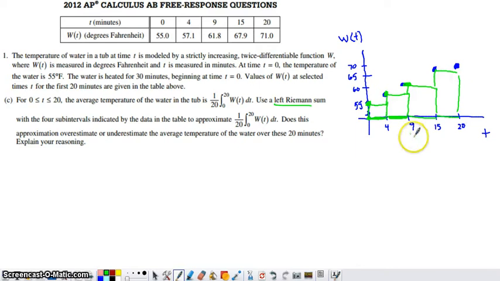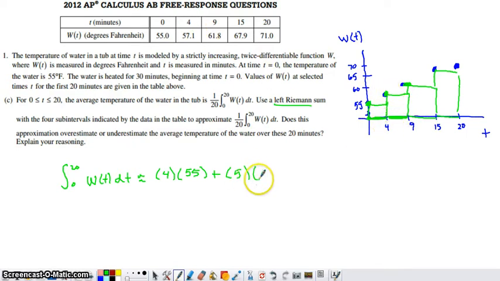So we would need to add together the areas of these 4 rectangles in order to estimate this with a left Riemann sum. I'm going to say that the value of this definite integral is approximated by the area of this rectangle plus the area of this one plus the area of this one plus the area of this one. Well, the area of this rectangle is going to be the width, which is 4, times the height, which is given by w of 0, which is 55, plus the area of this one, which has a width of 5 and a height given by w of 4, and w of 4 is 57.1.